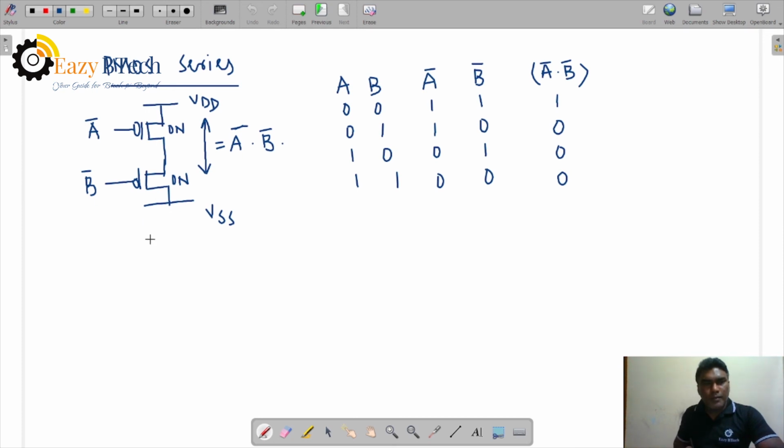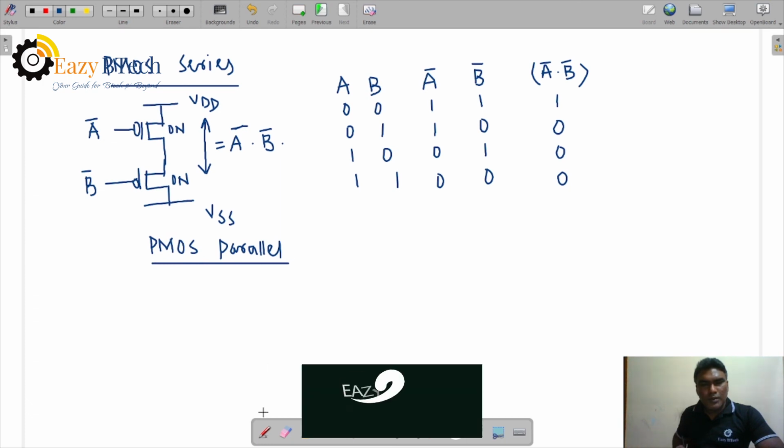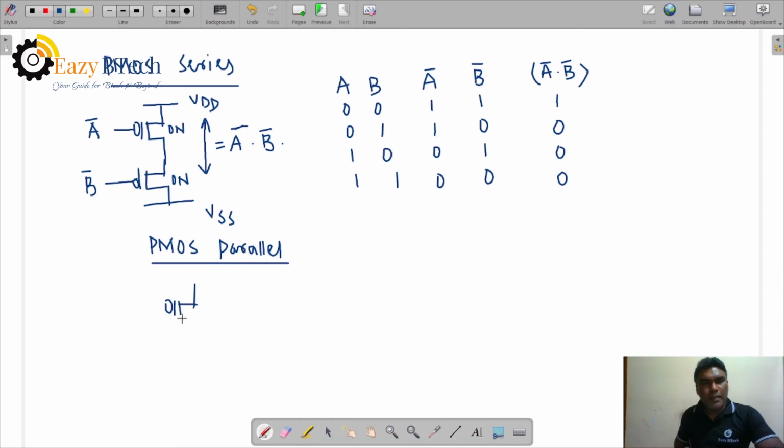Now PMOS parallel. When PMOS are in series, it is the complement of NMOS series. When PMOS are parallel, it is the complement of NMOS parallel. Now let us see the diagram here. PMOS are parallel. You can see this one.